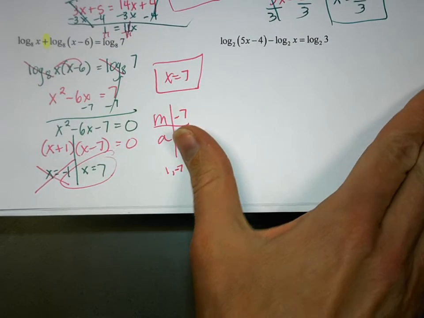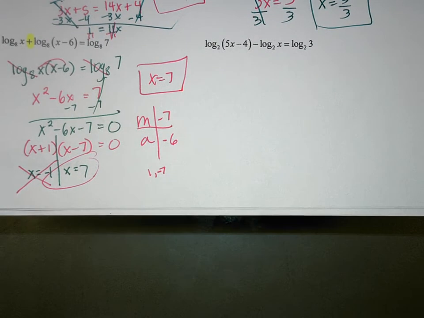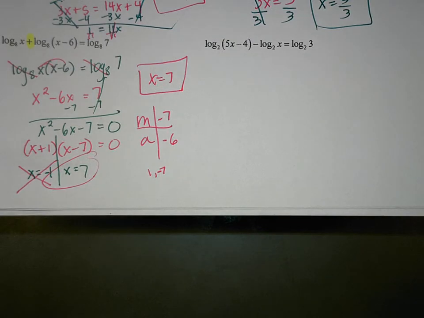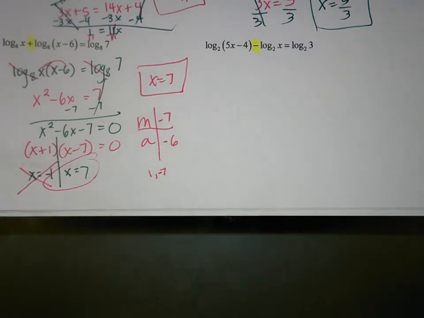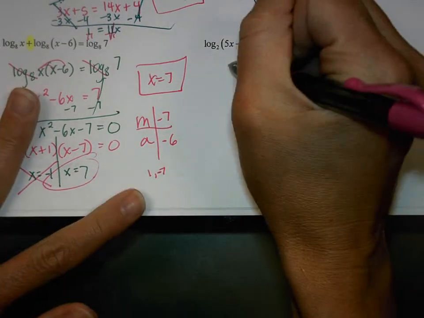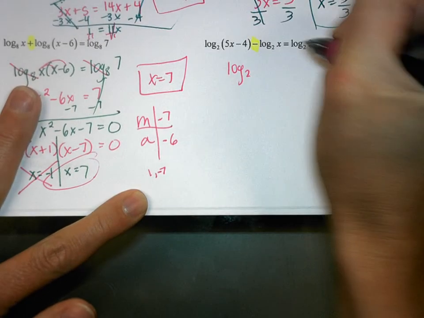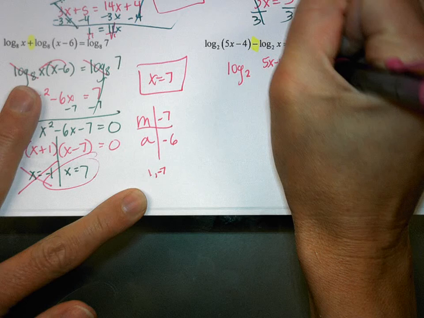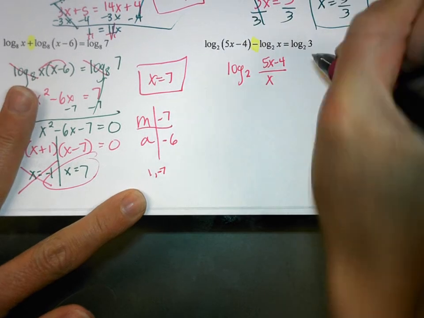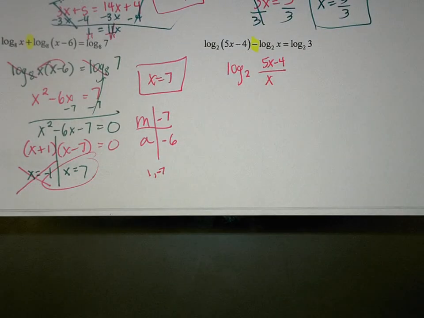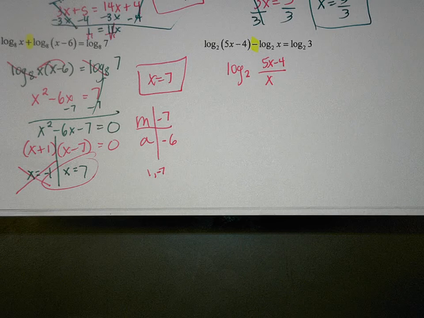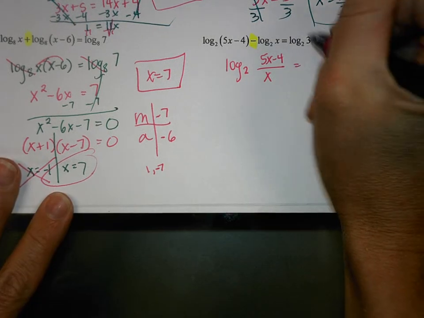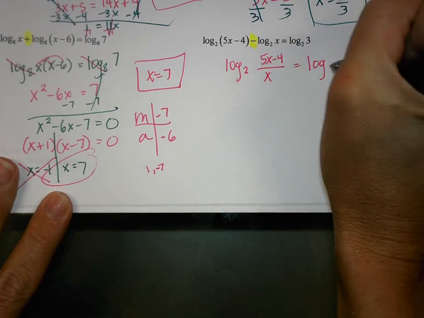There's two logs, which means we need to condense. Well done. Because this has subtraction, when we condense, it will become division. So I will write this as log base 2 of (5x - 4)/x equals, and here that's a single log, so I'm just going to rewrite that, log base 2 of 3.